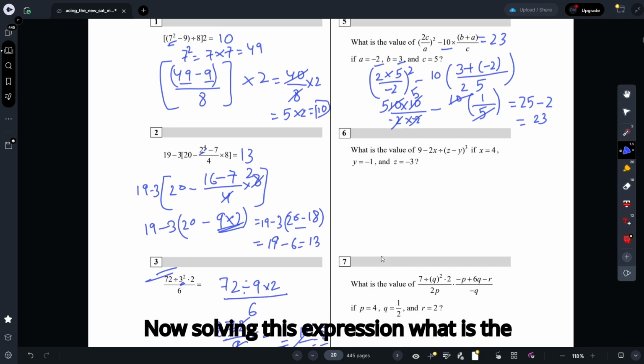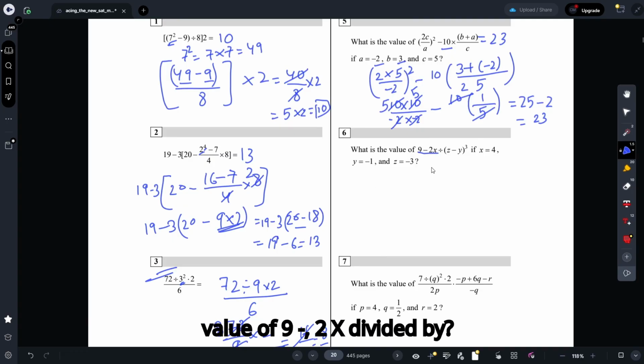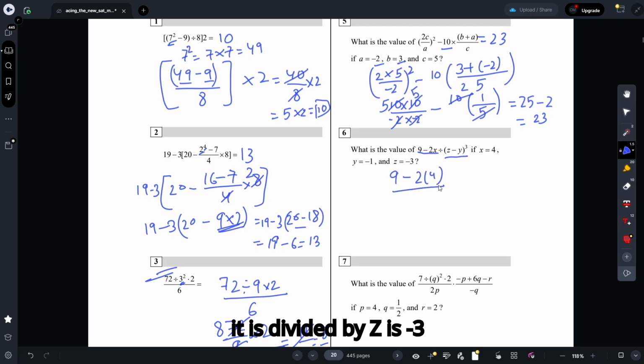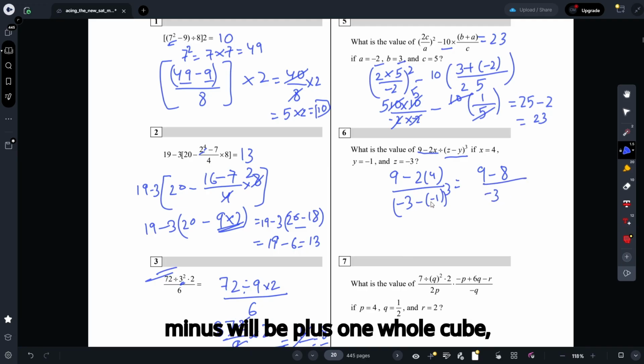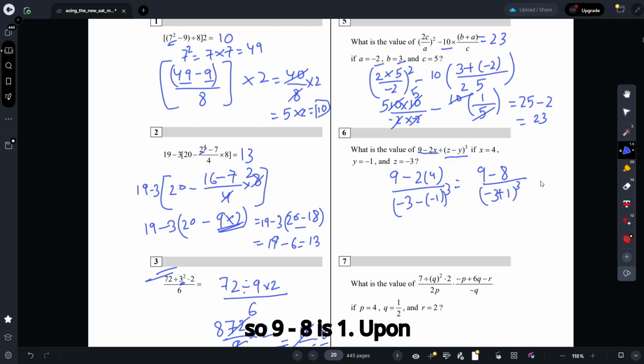Now, solving this expression, what is the value of 9 minus 2x divided by z minus y cube? So 9 minus 2 into value of x is 4, divided by z is minus 3, minus y will be minus of minus 1, and whole cube. So first I will solve this. This is 9 minus 2 into 4 is 8, and minus 3 plus 1. Minus 3 minus minus will be plus 1, whole cube. So 9 minus 8 is 1 upon minus 3 plus 1 will be minus 2 cube. So that will be minus 1 by 8.